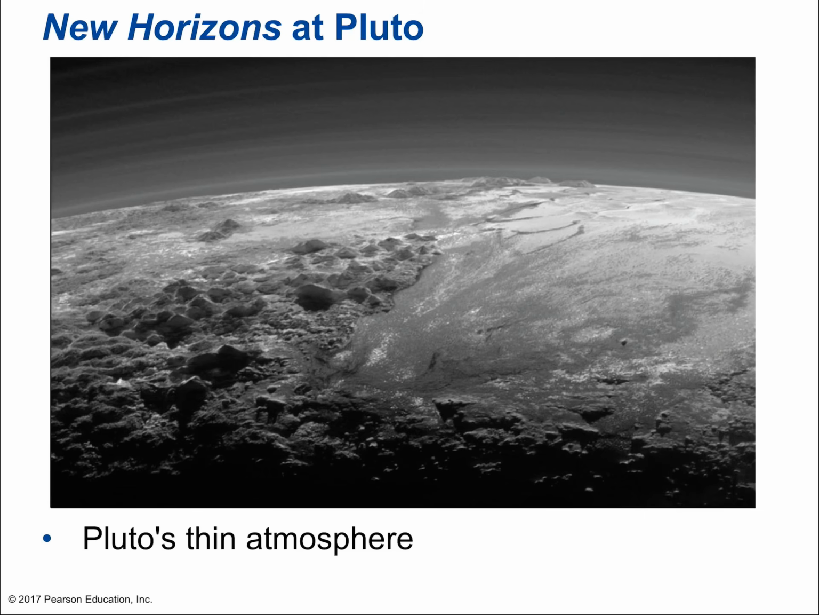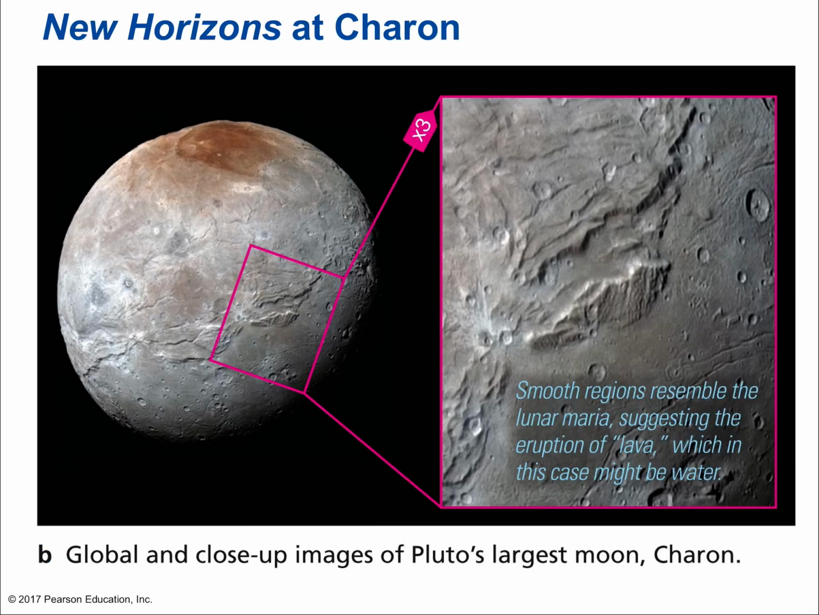And here's Pluto's thin atmosphere. You can actually make out the remnants of the atmosphere. Look at these frozen mountains on the surface of Pluto, amazing. We can also see smooth regions that resemble the lunar maria, suggesting eruptions of lava. But lava here wouldn't be rocky lava; it would be icy lava, which might just be water. Still, these are eruptions of melted material coming up from beneath the surface, covering up previous craters.